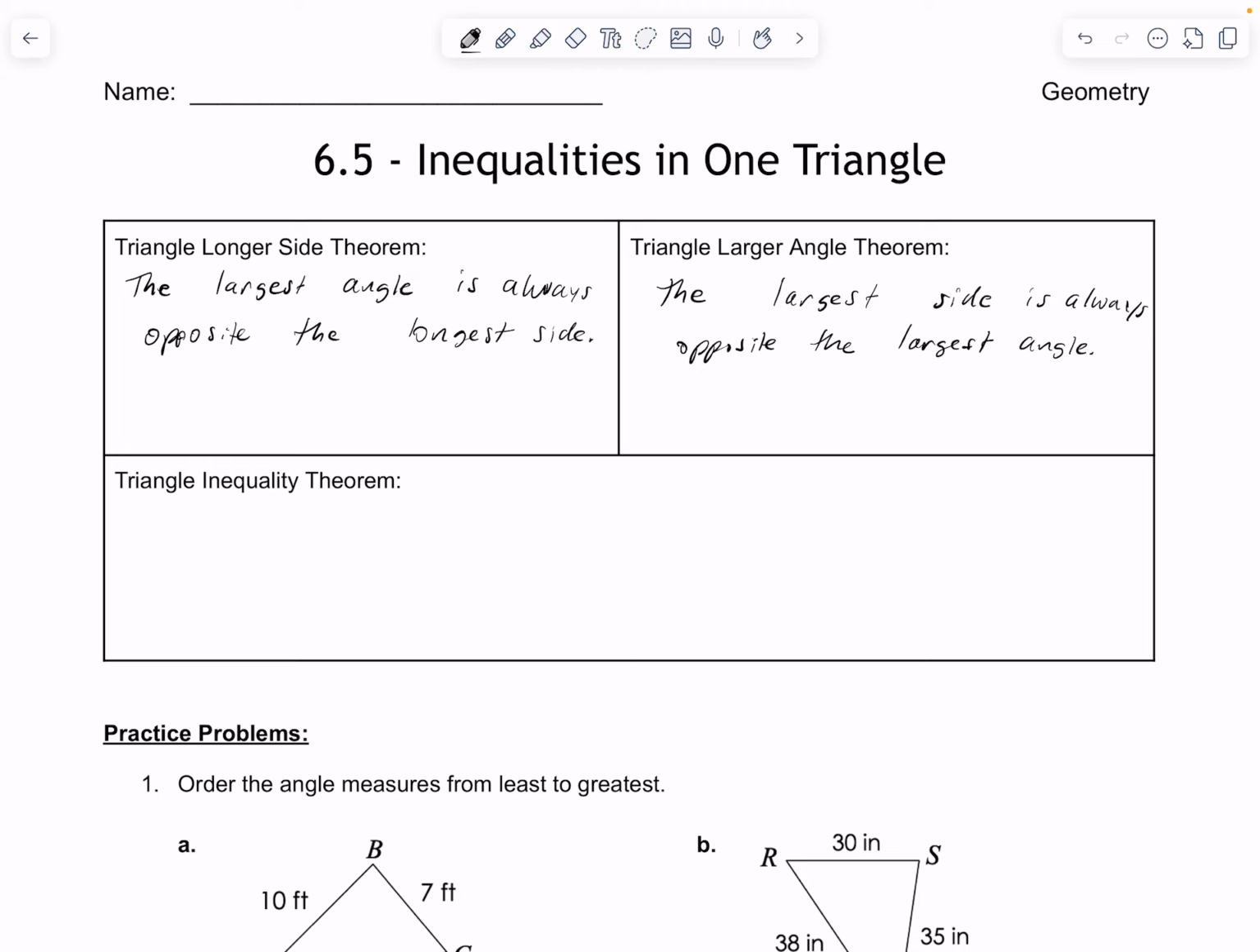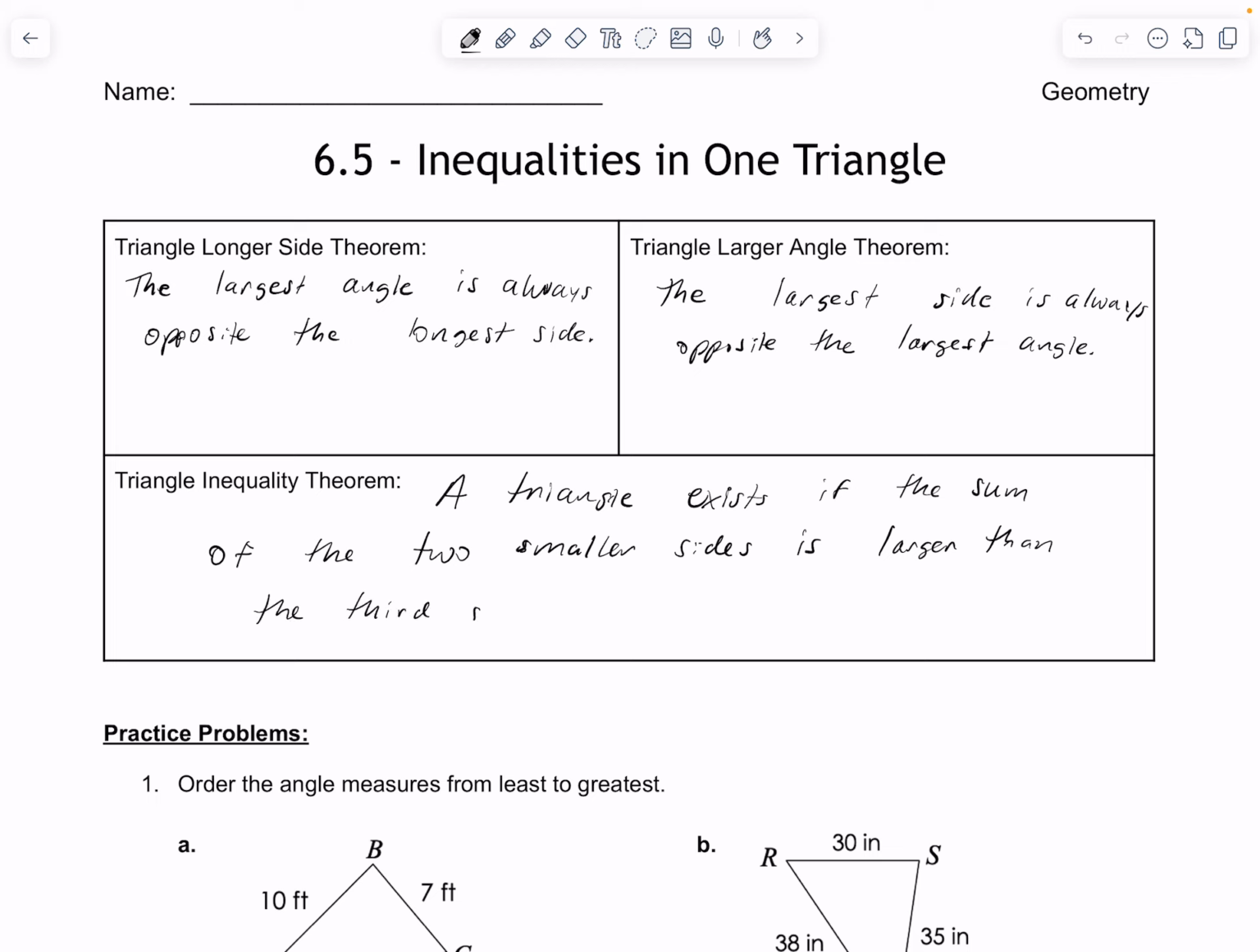And this is basically determining, based on your side lengths of your triangle, if you can actually form or create a triangle with those measurements. Okay, so this is where a triangle exists if the sum of the 2 smaller sides is larger than the third side. Okay, so that's kind of the key thing you're looking at when determining if you can actually create a triangle with those 3 side lengths.